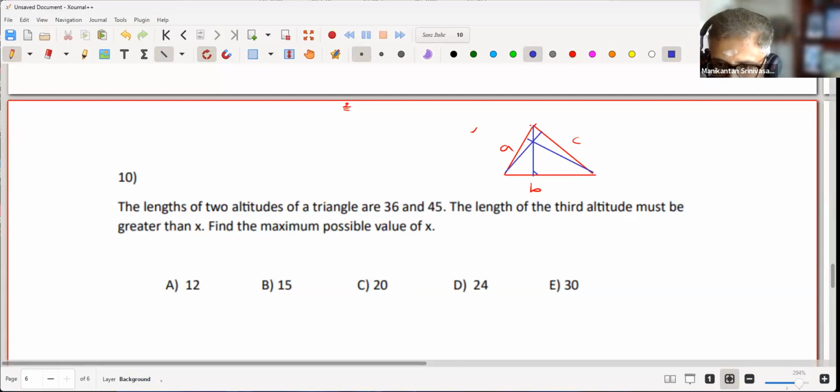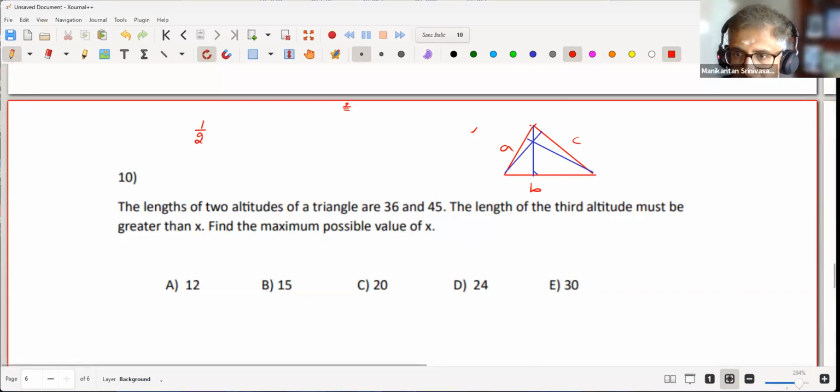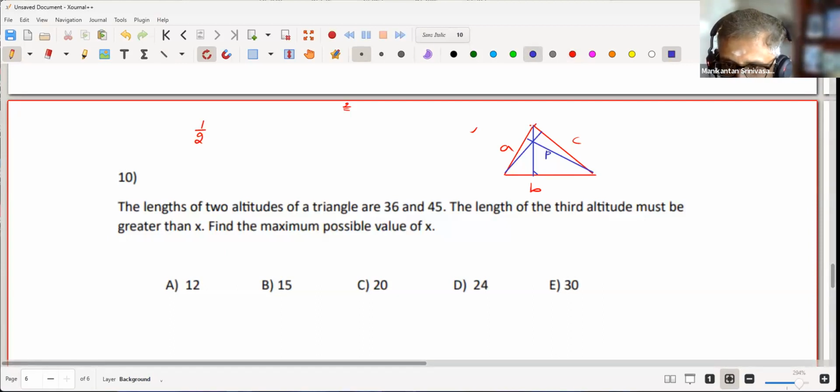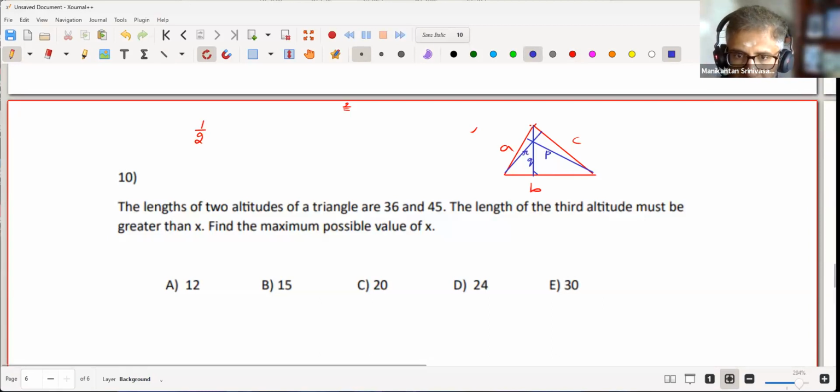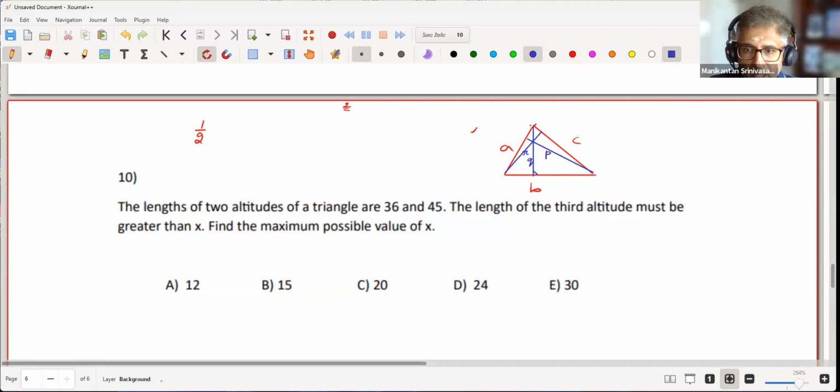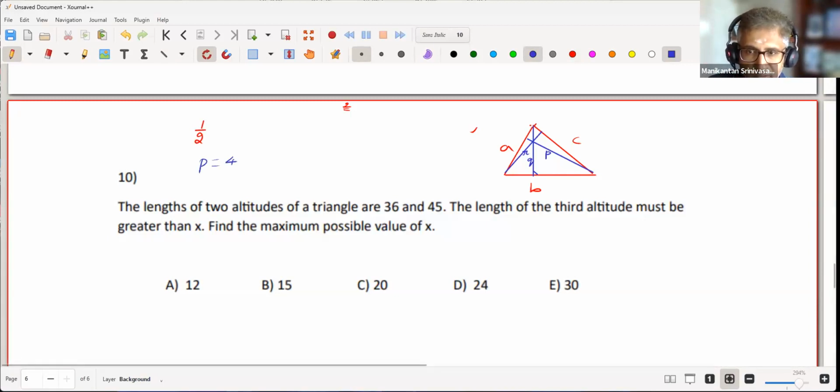Okay, so the area of the triangle is half. Let's call each altitude by a name, that's easier. Let's call the one corresponding to A as P, the one corresponding to B as Q, and the one corresponding to C as R. P is given to be 45, which looks like the longer one, and Q is going to be 36.